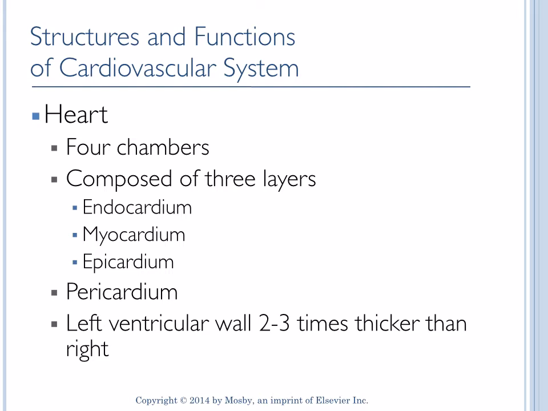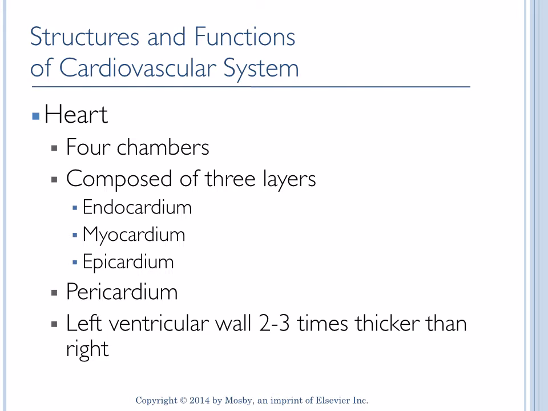Now the heart is covered by a fibroserous sac which is called the pericardium. This sac also has two layers, the inside layer, which is also known as the visceral layer, and the outside layer, which is also known as the parietal layer. There is a small amount of pericardial fluid between the two layers, the visceral and parietal, which helps in lubricating the space, and it helps in preventing friction between the surfaces of the heart as the heart contracts.